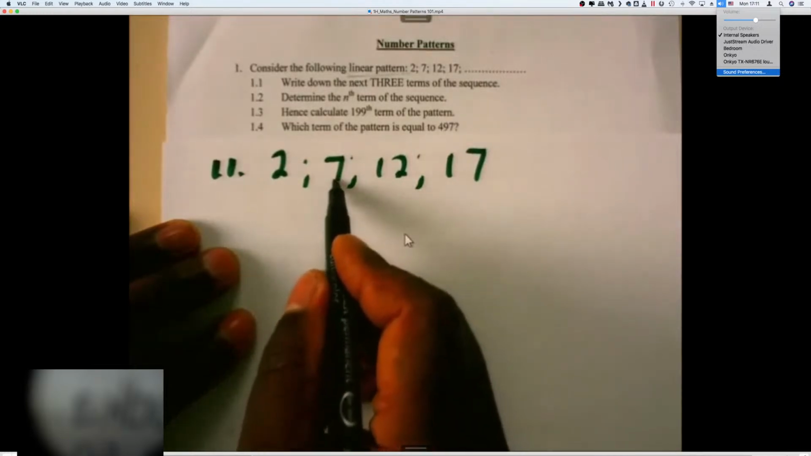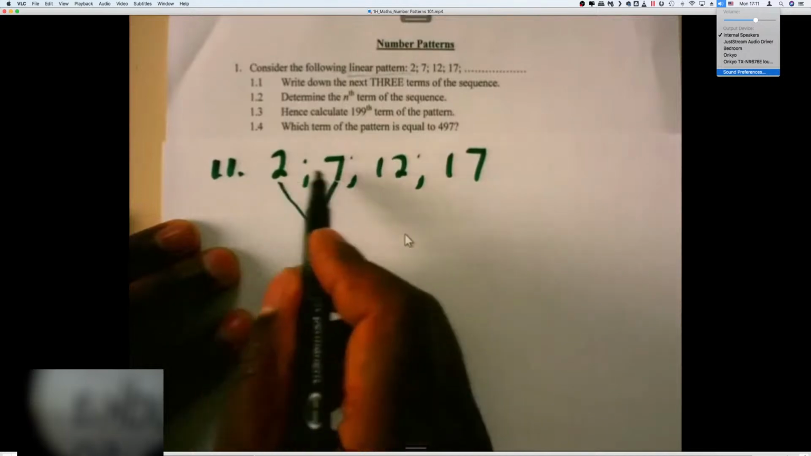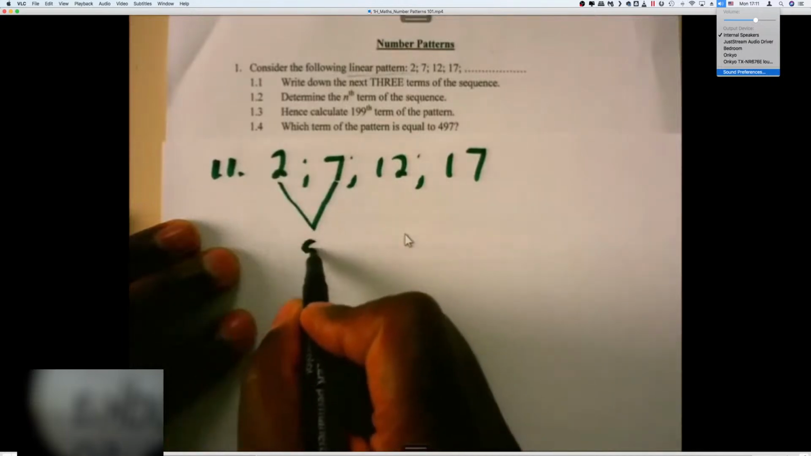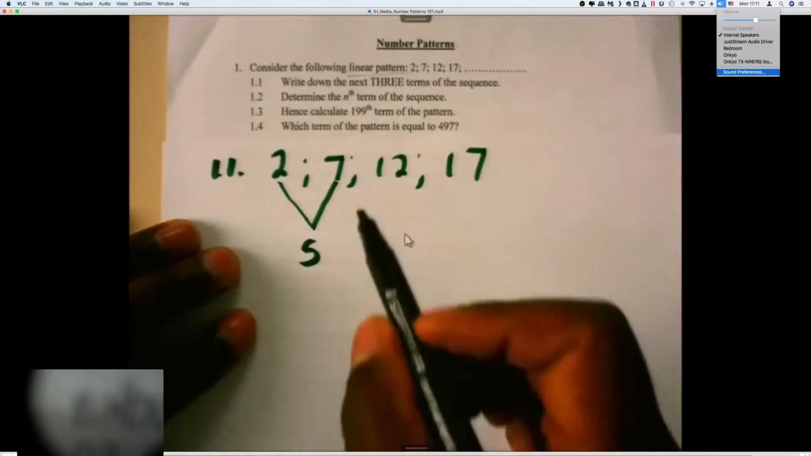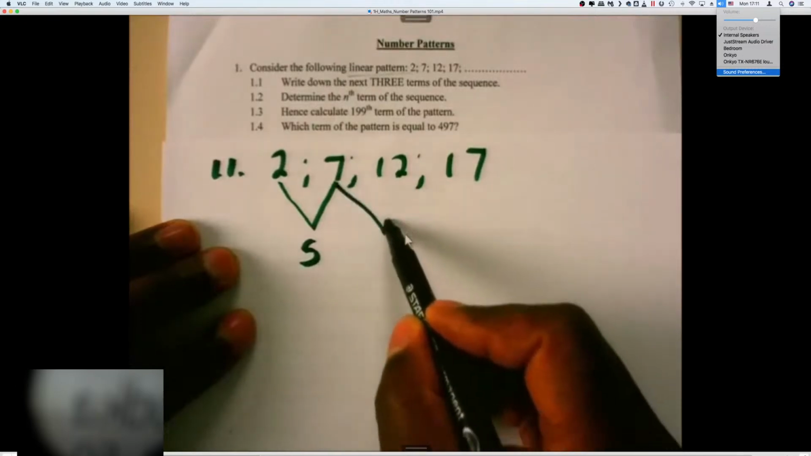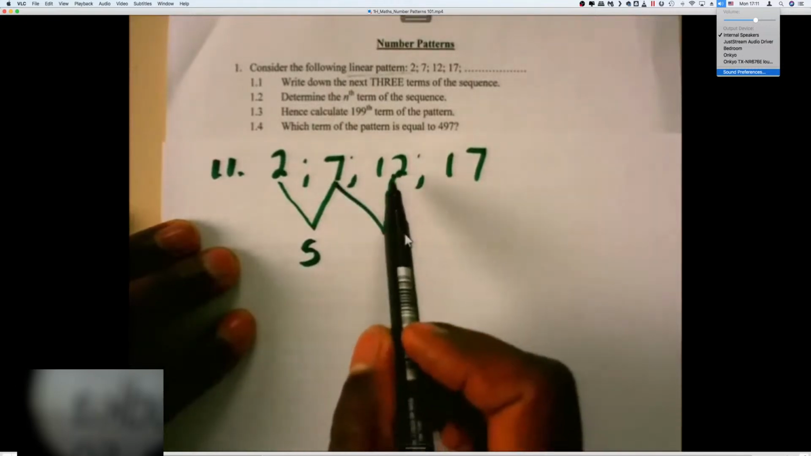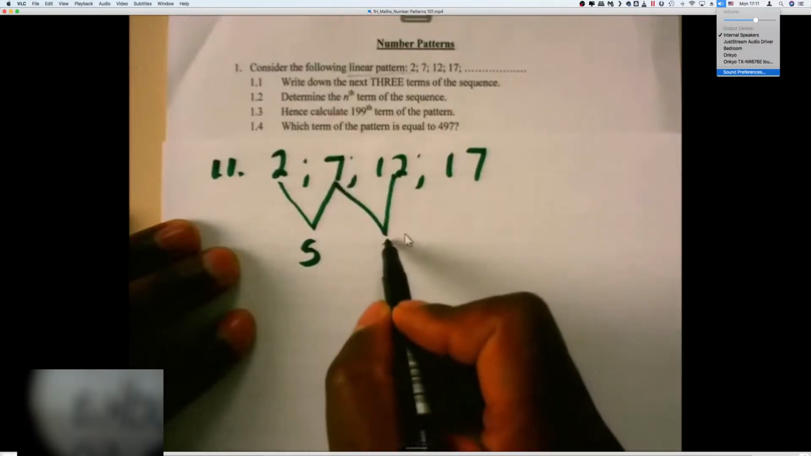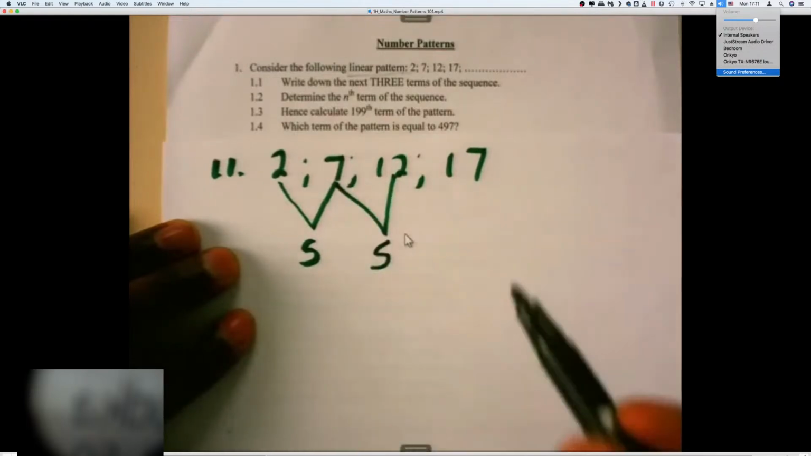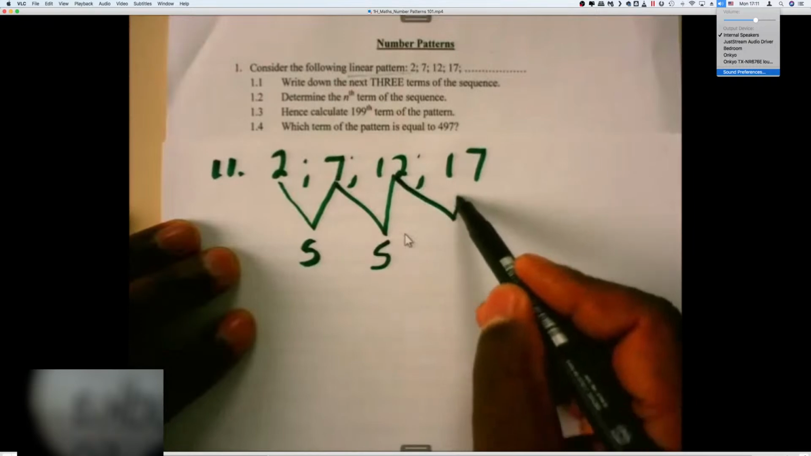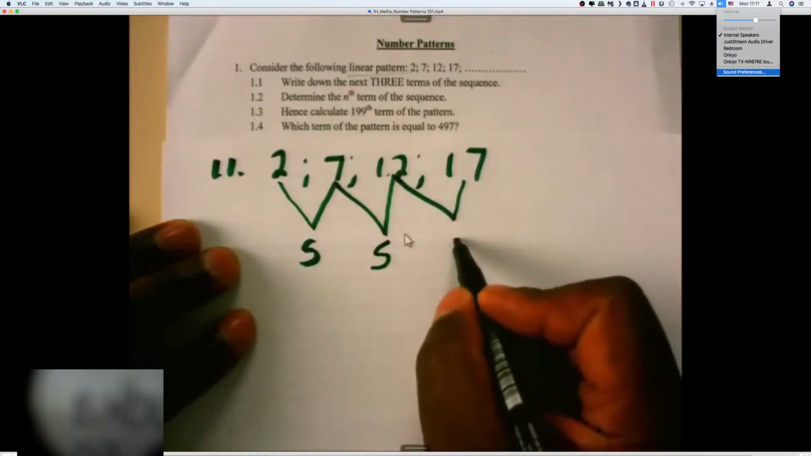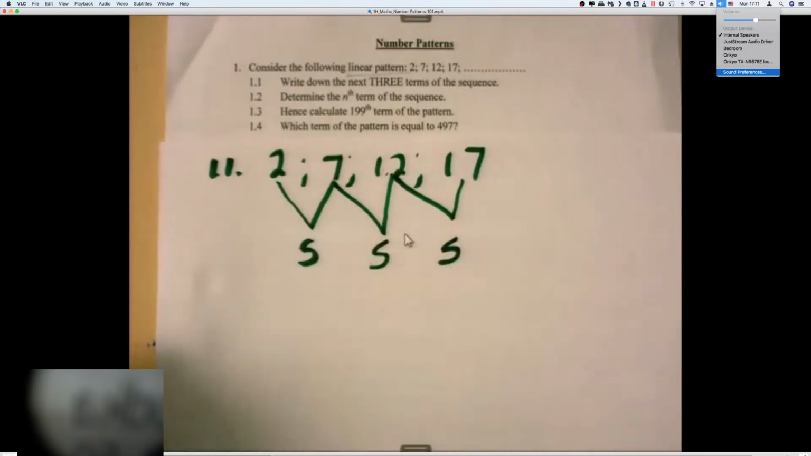Difference between the first two terms. 7 minus 2 gives us 5. Let's check the difference between these successive terms. 12 minus 7 gives us 5. Third difference, 17 minus 12 gives us 5. This shows that this is a linear number pattern because the first difference is common.